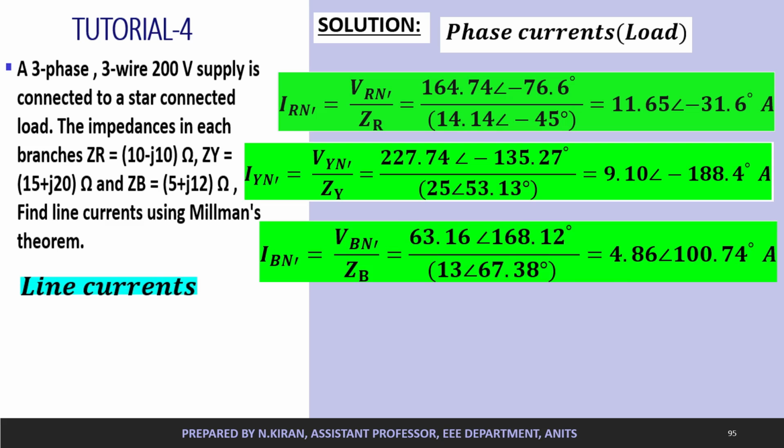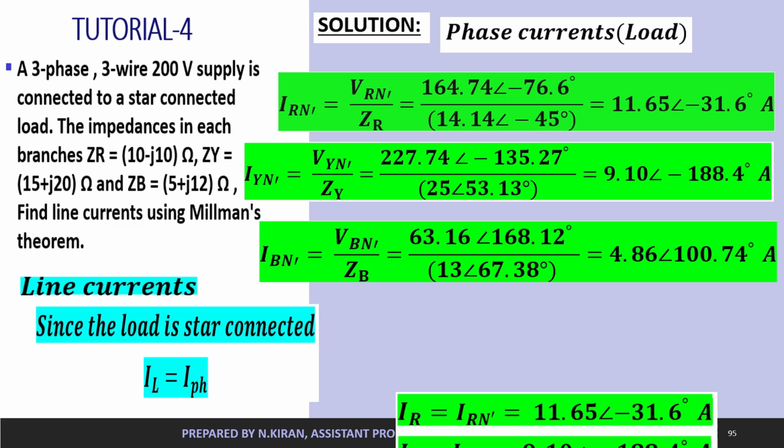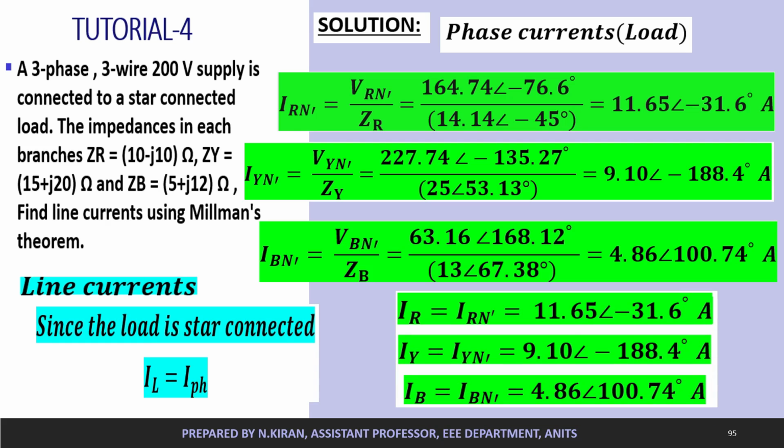And from this, the line currents, since this is a star connected system, the magnitude of line currents as well as phase currents are equal. Therefore, IR will be equal to IRN dash, IY will be equal to IYN dash, and IB will be equal to IBN dash.